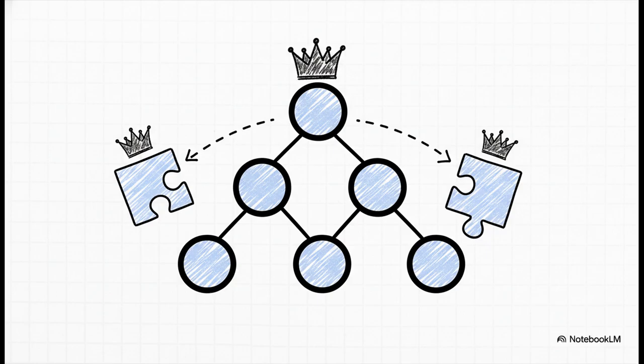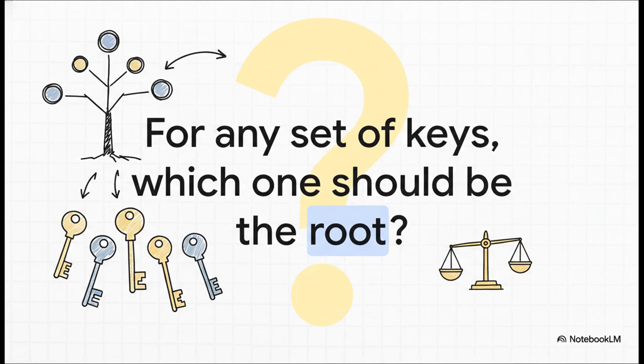So if you want the best possible tree, its left branch and its right branch have to also be the best possible subtrees you can make. This boils everything down to one fundamental question the algorithm has to ask itself over and over. For any group of keys, say K1 through K5, which single one of them should be sitting at the very top as the root of that part of the tree?